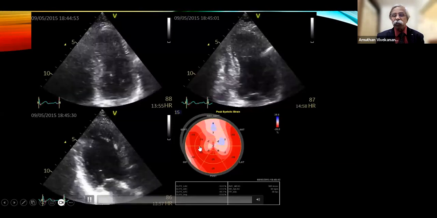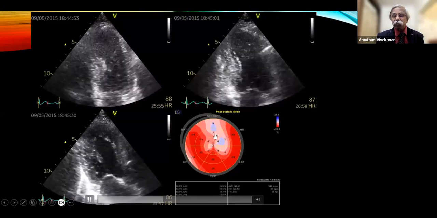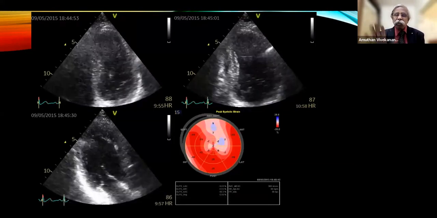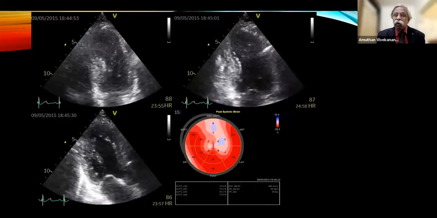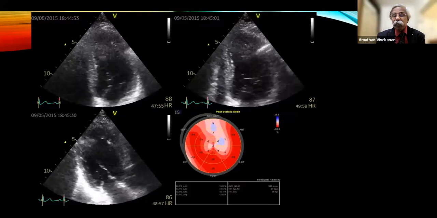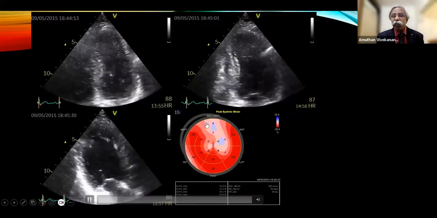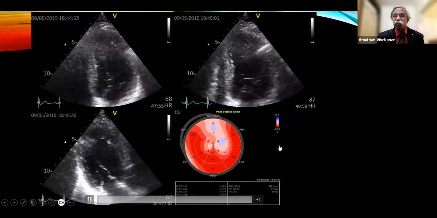Basal six segments, then mid-LV six segments, apical four segments. Blue color is given plus, that is the abnormal motion, dyskinetic motion in the opposite way. And red color is the normal motion. So when you have a bullseye map, you can very easily identify the area of the myocardium which is affected.